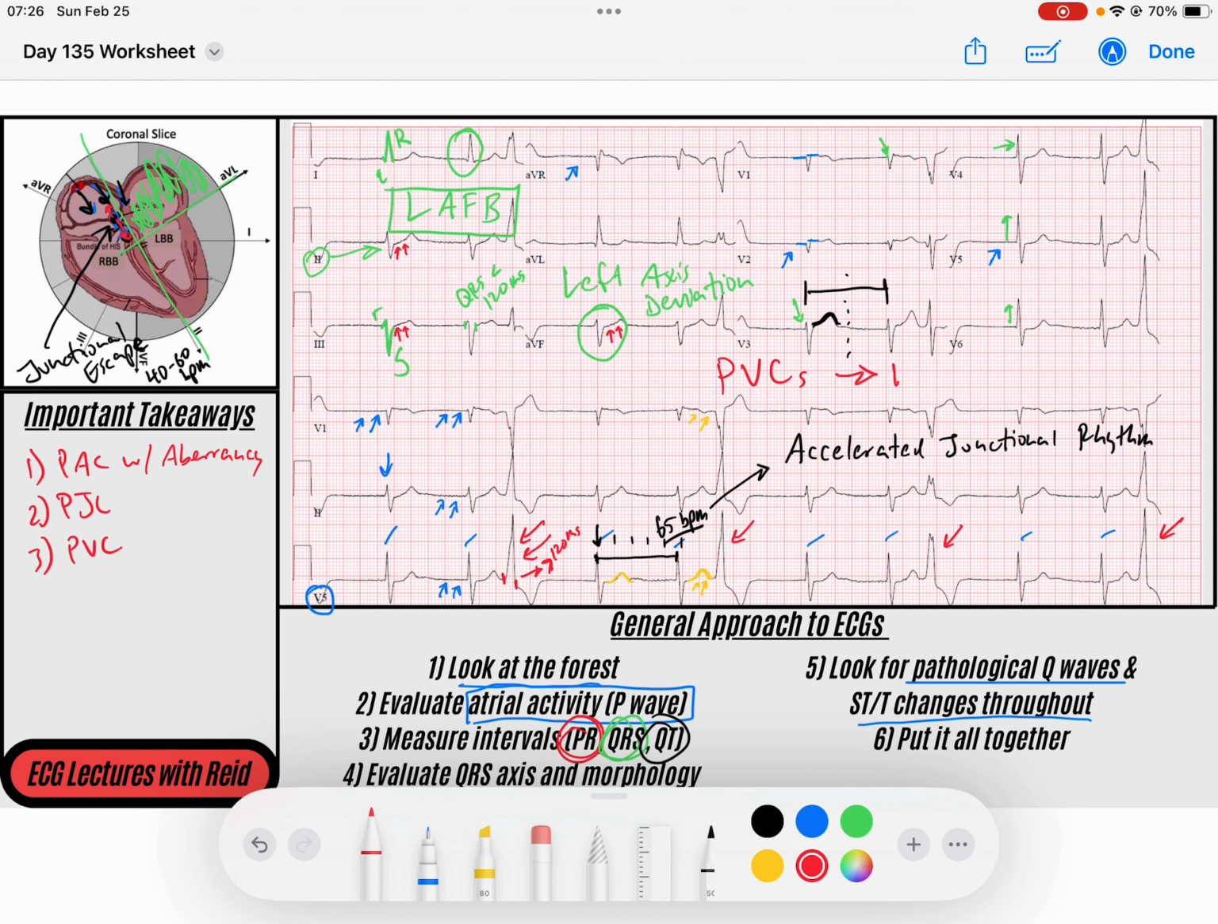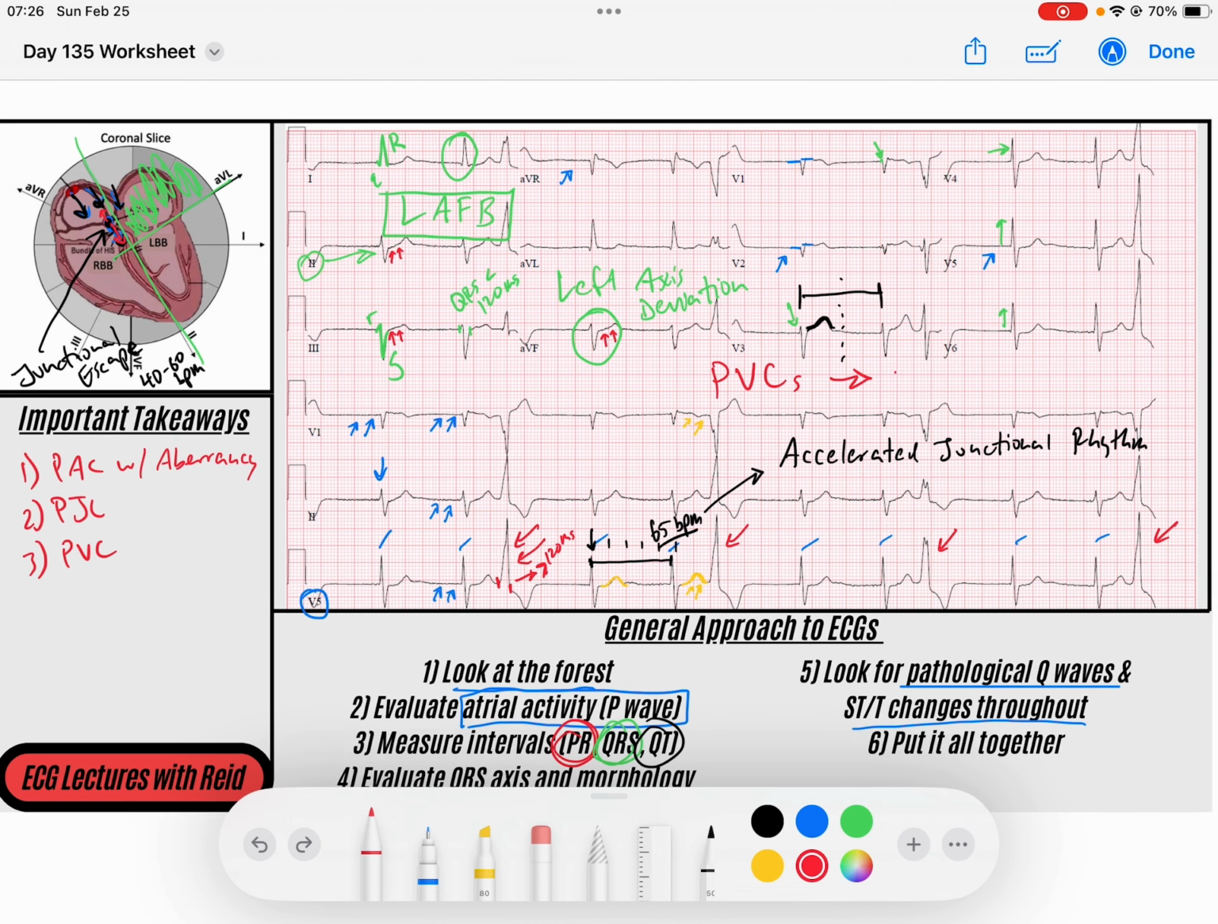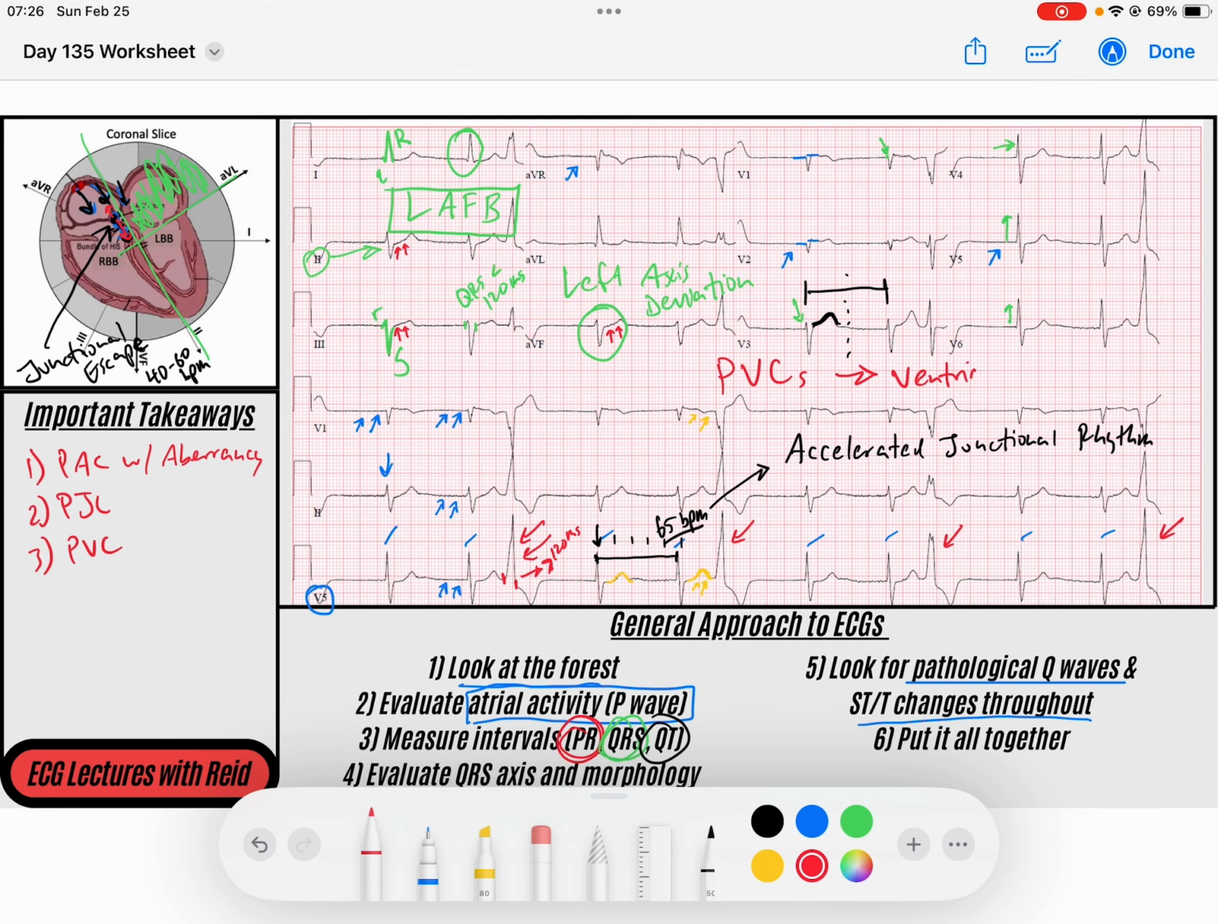So you could actually say that this is a ventricular trigeminy, meaning that we have a premature ventricular contraction every third beat. And so let's put this all together, and what do we have? We have an accelerated junctional rhythm occurring at a rate of 65 beats per minute. We've got left axis deviation with a left anterior fascicular block and PVCs that are occurring in a pattern of ventricular trigeminy.